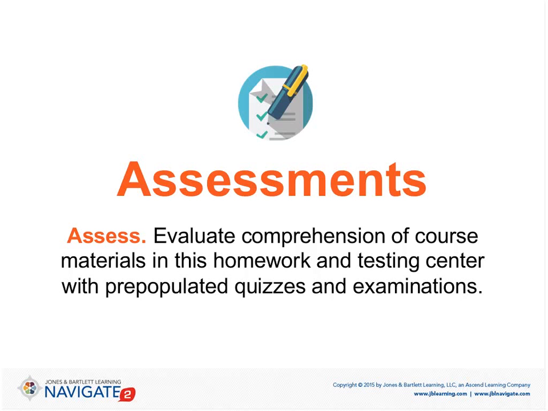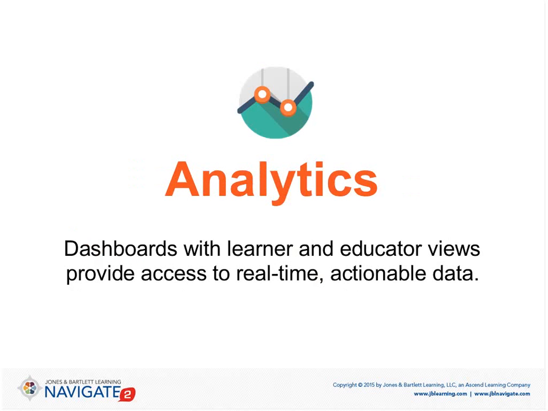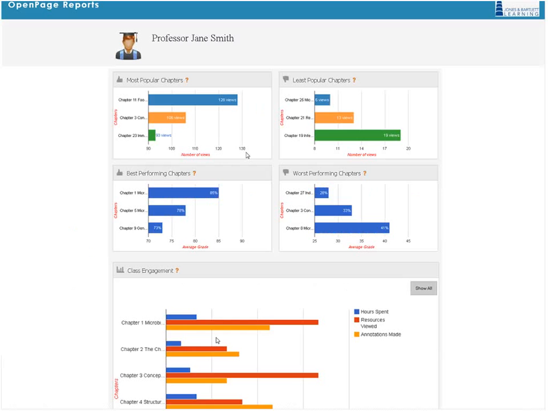So I'm going to jump back now and speak to the analytics. I apologize for the back and forth a little bit. Another component with Navigate 2 is we've added the new analytics. With the analytics, you as the educator have the ability to pull up things like, for example, this report, we have the most popular chapters versus the least popular chapters, the worst performing chapters, the best performing chapters.